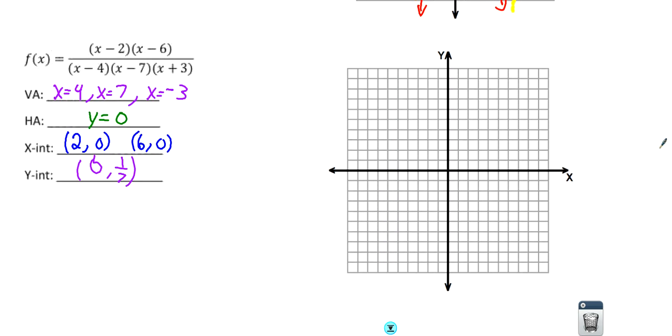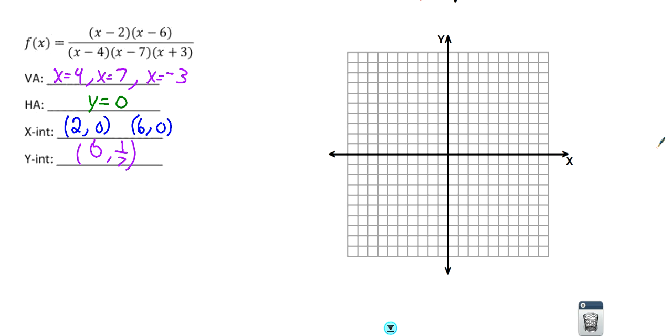Now, let's look at the second one. Same thing. I'm going to start off by drawing all my information. So this one has 3 vertical asymptotes. Okay, one at -3, so 1, 2, 3. One at 4, 1, 2, 3, 4. And one at 7, 5, 6, 7.